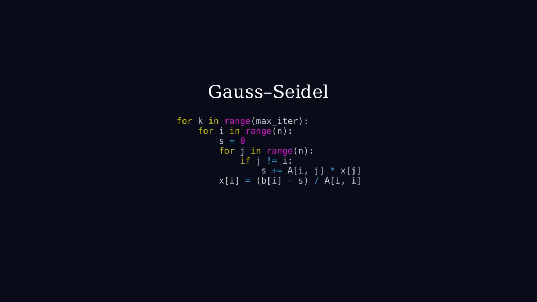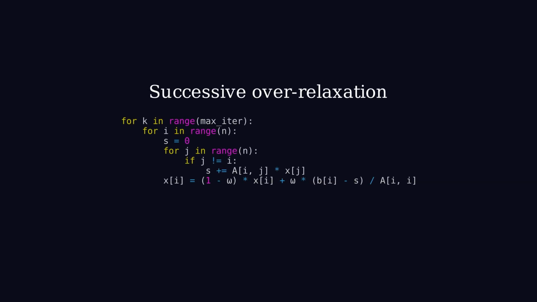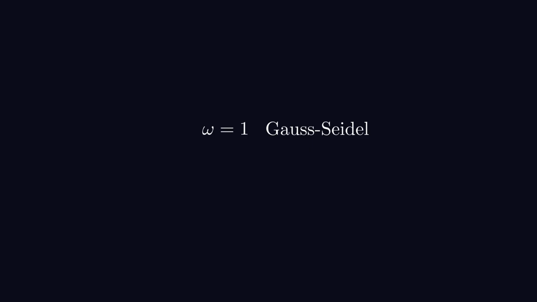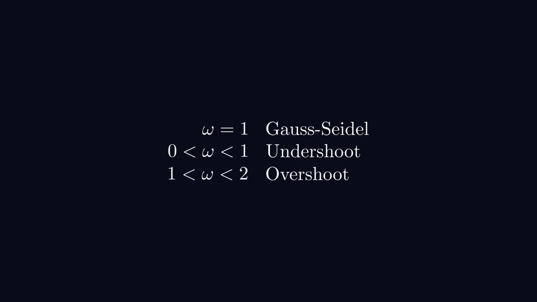With this method, you introduce an omega factor, and if you set it to 1, you get the Gauss-Seidel method. And with an omega between 0 and 1, you undershoot or take smaller, more accurate steps. With an omega between 1 and 2, you take larger steps, often converging faster.